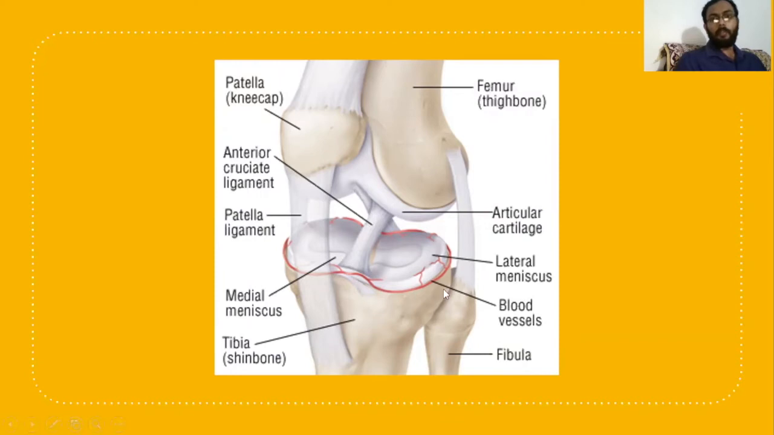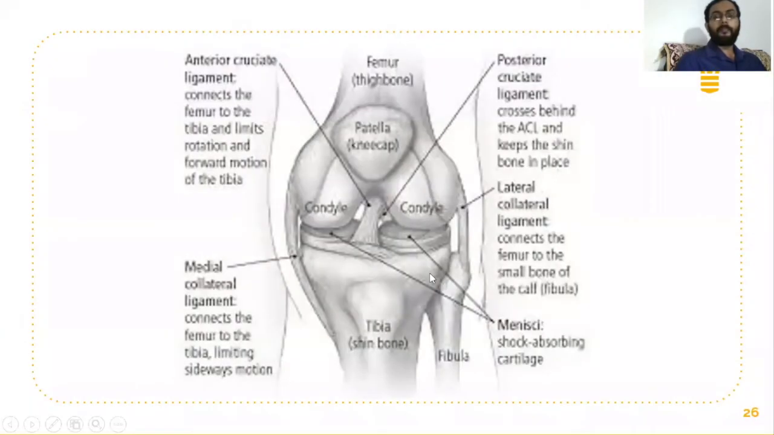Here you can see the lateral collateral ligament, which connects the lateral femoral condyle and head of the fibula. Here we can see the medial collateral ligament, which is very close to the medial meniscus, but there is no connection between the lateral meniscus and the lateral collateral ligament. The importance is that whenever there is a tear in the medial collateral ligament, there is a chance of medial meniscus injury, as they are very close to each other.